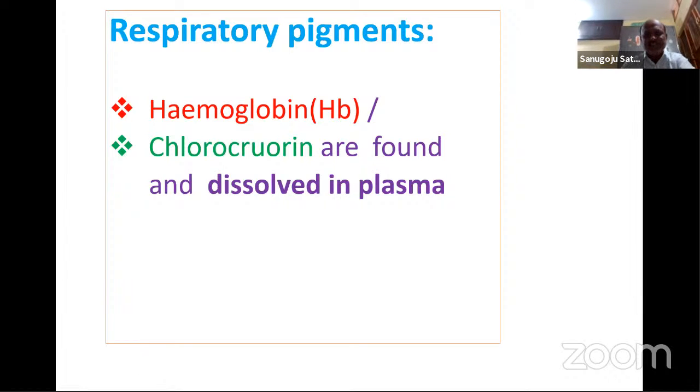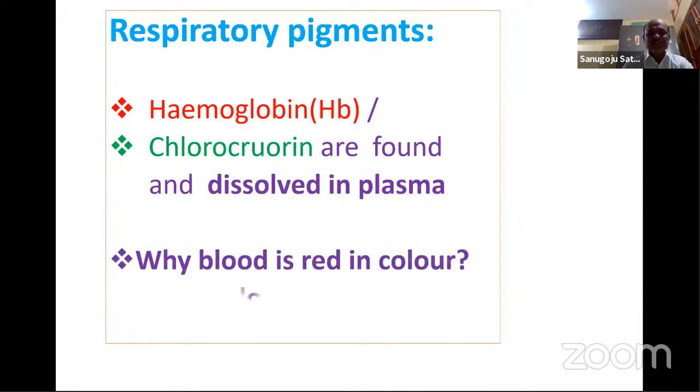Very good, children. RBC, WBC, and thrombocytes are the blood cells, whereas the plasma is the matrix of the blood, in which the hemoglobin and chlorocruorin are dissolved. This is the main character you have to remember. It is dissolved in plasma. Why is the blood looking reddish in color? We know that blood looks reddish in color because it has the hemoglobin pigment in human beings, so blood is red due to the presence of hemoglobin itself.